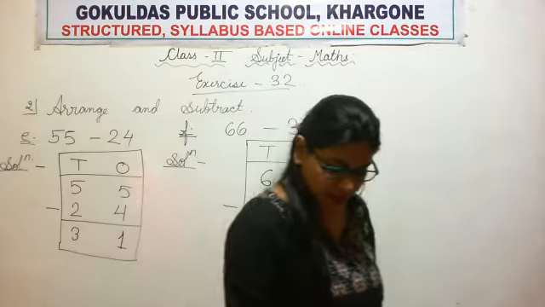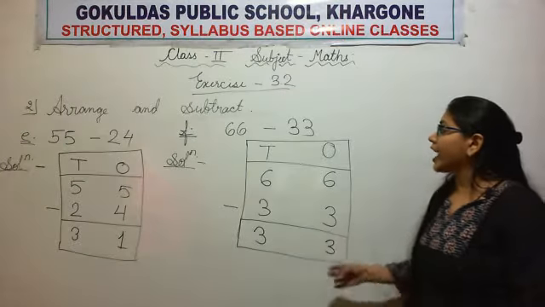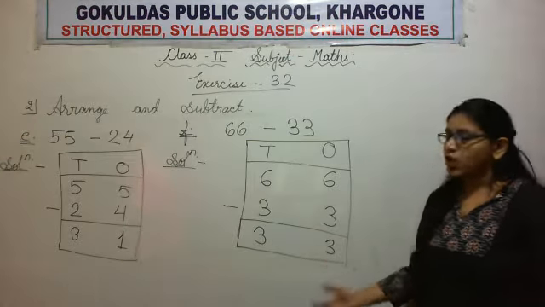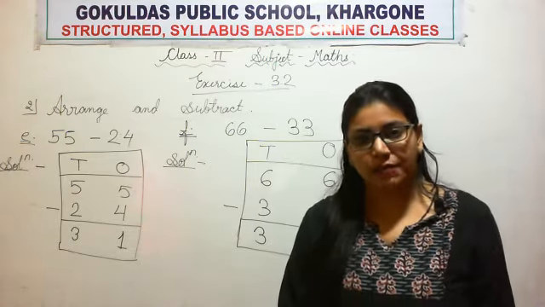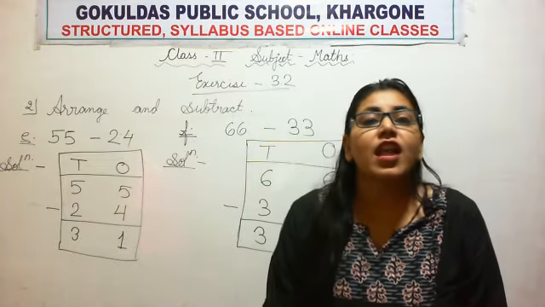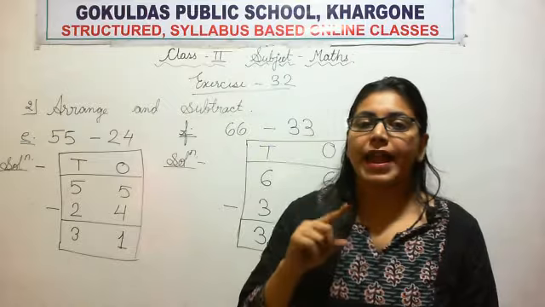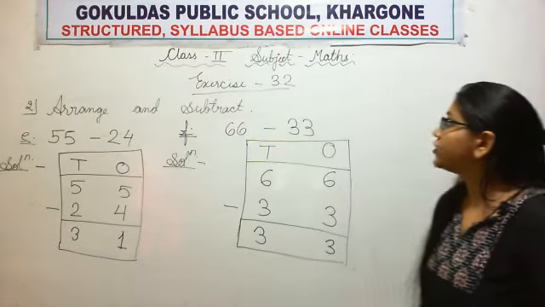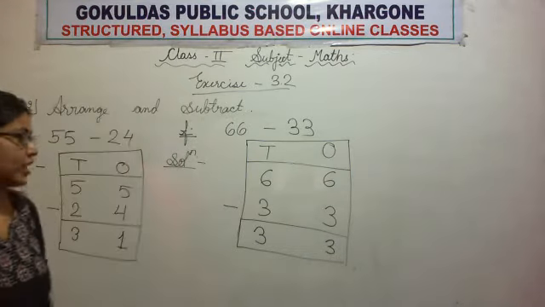Okay. So now I hope you all are understanding how to arrange. First of all, we will find out the bigger number. The bigger number is our minuend and the smaller number is our subtrahend. Then we will arrange them according to tens and ones. Then we will do subtraction either by using fingers or by drawing sticks. Okay. So moving towards the next part, that is part G.